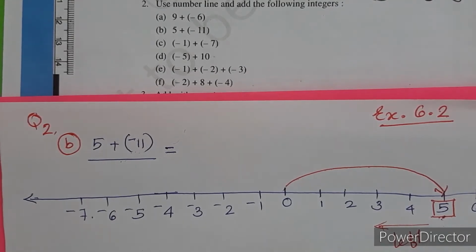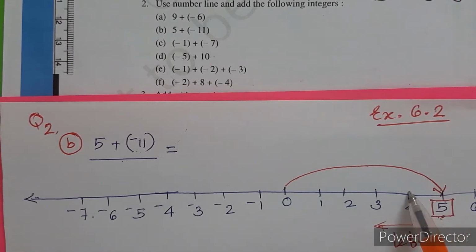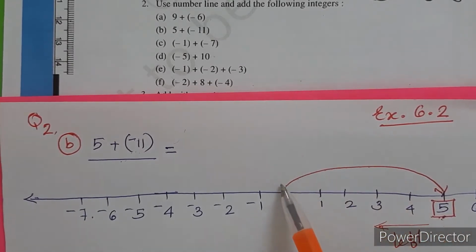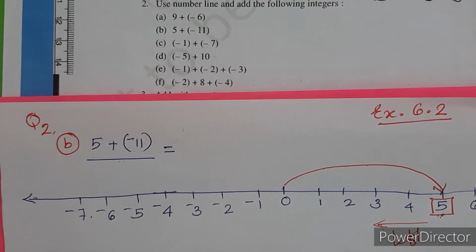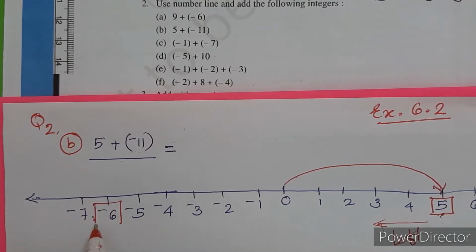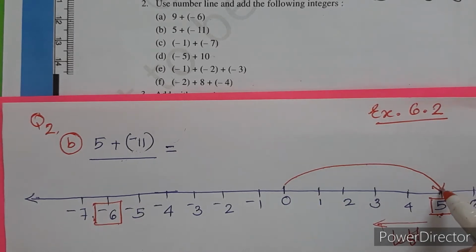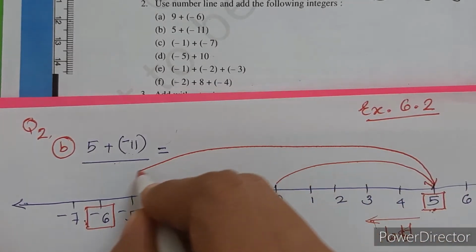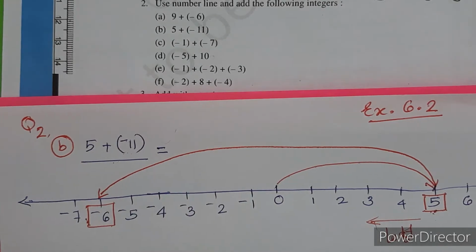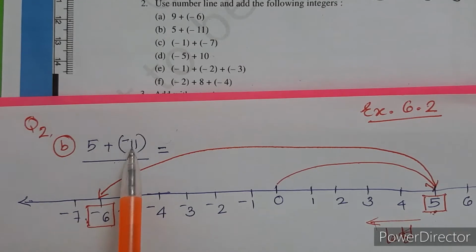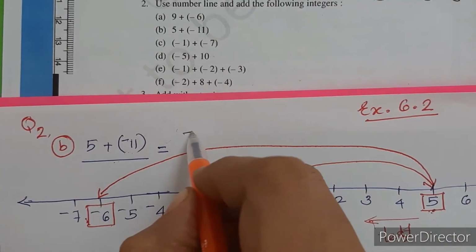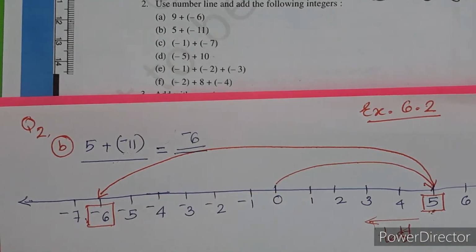11 points from 5: 1, 2, 3, 4, 5, 6, 7, 8, 9, 10, 11. So we reach minus 6. It will be expressed like this on a number line. So the answer of 5 plus minus 11 is minus 6. So easy, children.